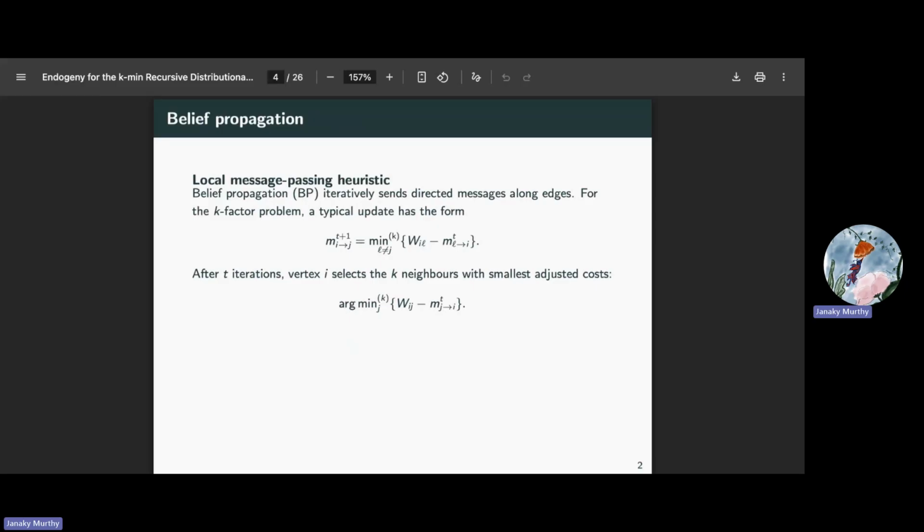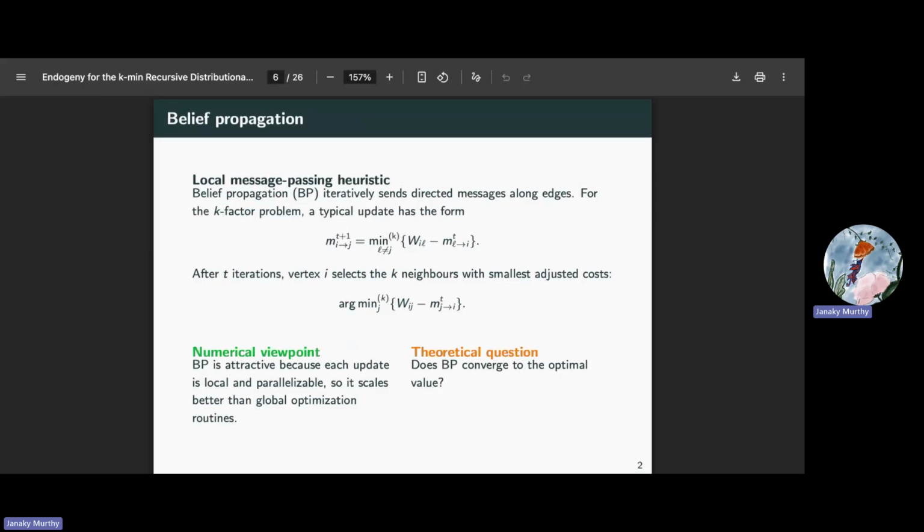The local algorithm of interest is the belief propagation algorithm, abbreviated as BP. BP sends messages along the directed edges. For the factor problem, the message update is essentially look at all the neighbors except the one you are sending the message to, subtract their incoming messages from the edge weights, and take the kth smallest adjusted cost. After several iterations, each vertex chooses the K neighbors with the smallest adjusted cost. The appeal of BP is that it is local and parallelizable. However, we need to theoretically guarantee that BP indeed does converge to the optimal value.